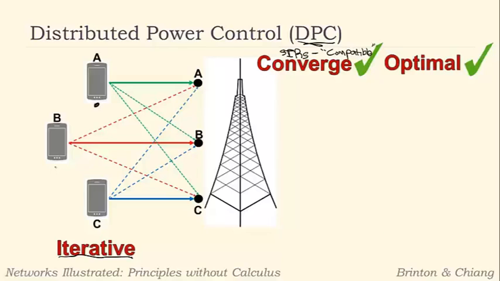And in fact, in addition to converging to a set of power levels that will work and that will achieve these desired signal to interference ratios, they're also going to be optimal in the sense that they're at the smallest power levels possible.